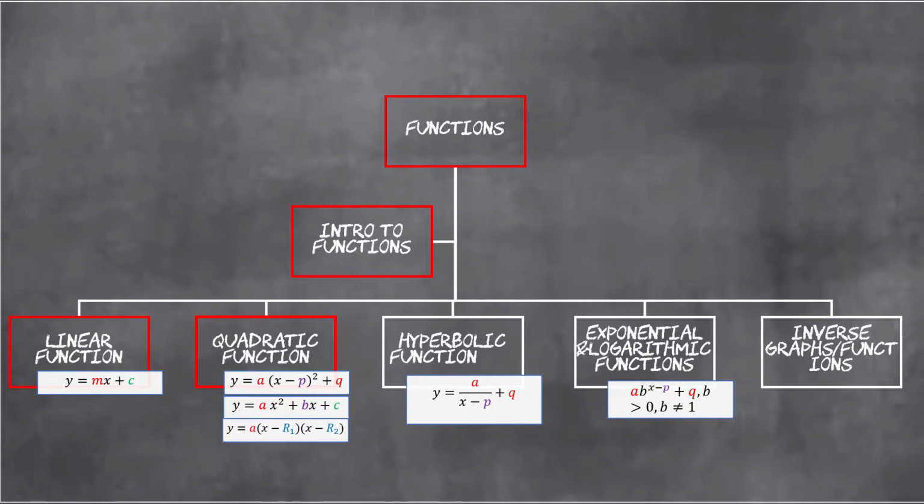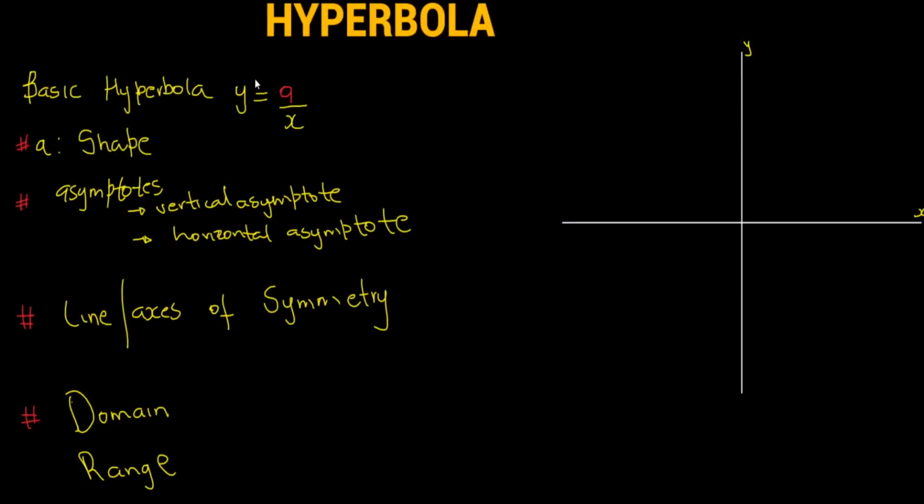Welcome back to another lesson. In today's lesson, we're going to learn about hyperbola. We're going to start with the basic hyperbola, that is y equal to a over x. From this hyperbola, we're going to understand what a means. That is, we're going to understand the shape of the hyperbola.